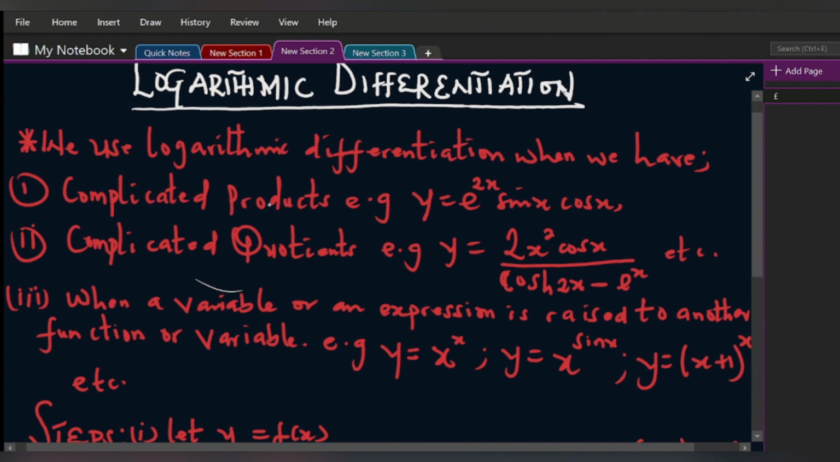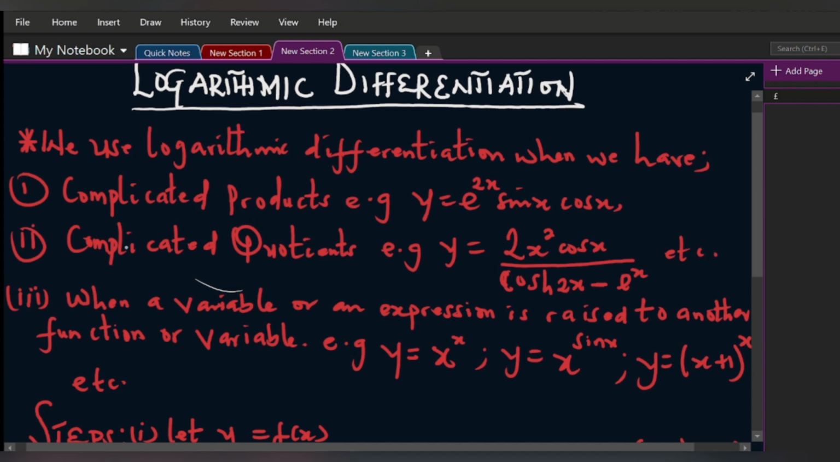What are complicated products? An example of a complicated product is given here: y equal to exponential 2x sine x cos x. Why is this a complicated product? Because initially you were taught the product rule, and the product rule of differentiation is always used when you have two different functions multiplying each other. Now these are three different functions multiplying each other: an exponential function and two trigonometric functions, sine and cos. It is complicated because you would not know which one to call u and which one to call v. So in cases like this, we use logarithmic differentiation.